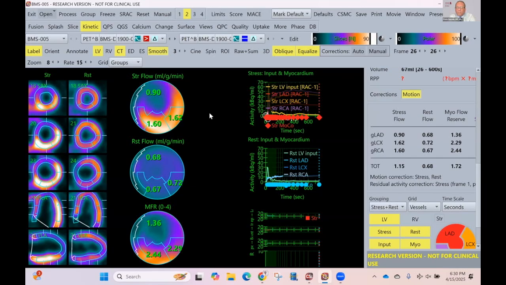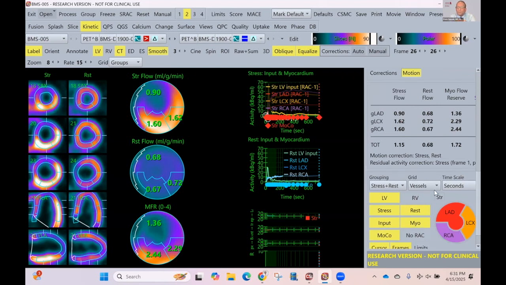Now, if you look at the peak stress flow, the global peak stress flow is very reduced. So we use a cutoff of about 1.8, and again, it's important not to use absolute binary cutoffs. This is well within the abnormal range. And the flow reserve, which we use about 2.0 as the normal. So you have normal resting flows, very abnormal stress flows, and an abnormal flow reserve, which is consistent with obstructive disease in the LAD territory.